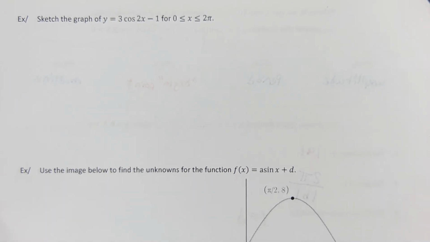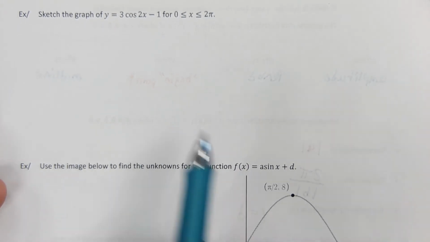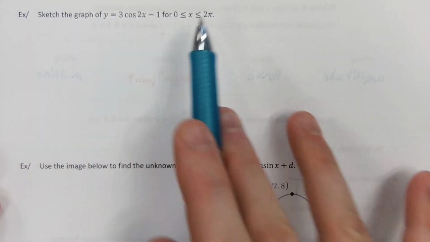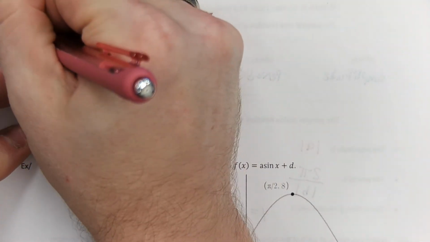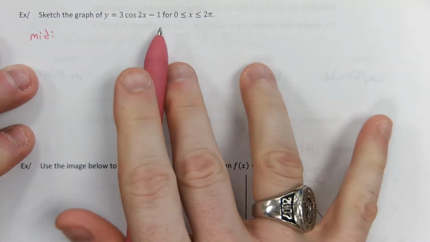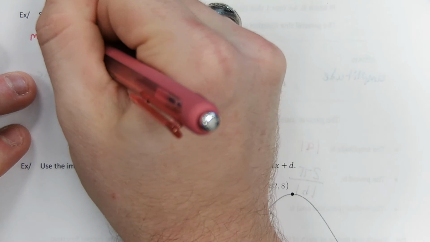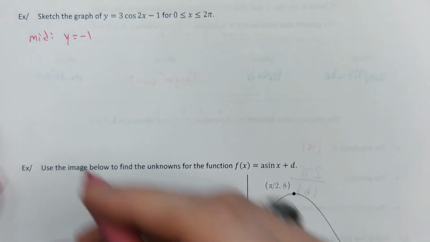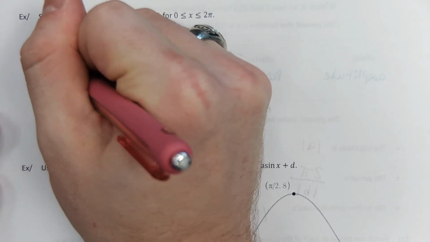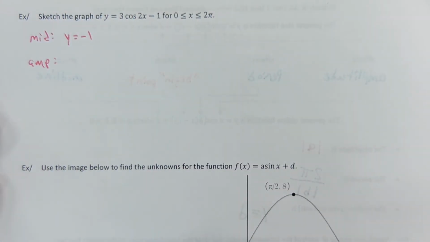That's why. All right. It says sketch the graph of this. We're only going to go from 0 to 2 pi. Let's see what's up. First of all, my midline is at y equals -1. My amplitude is 3.